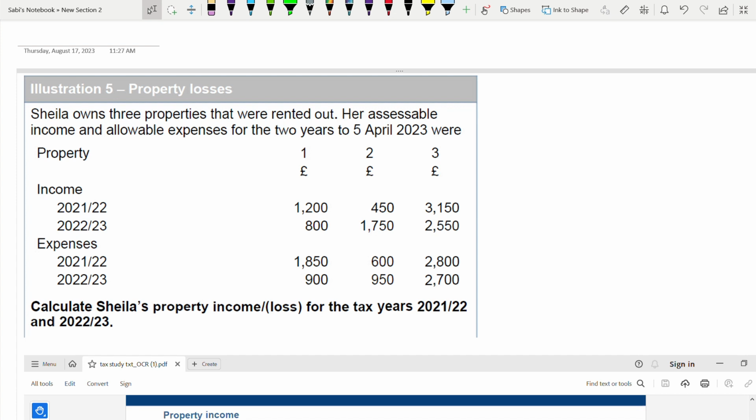We have two different tax years, 2021-22 and 22-23. Remember, when you are setting off expenses against income, it needs to be in the same tax year. You can't mix different tax years. So for example, here, this you can deduct from this only, and the same for this, because it's the same tax year. So when you're preparing this, it needs to be in separate tax years. So let's do that.